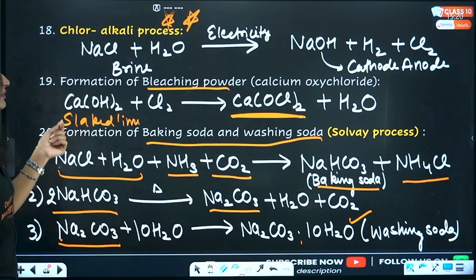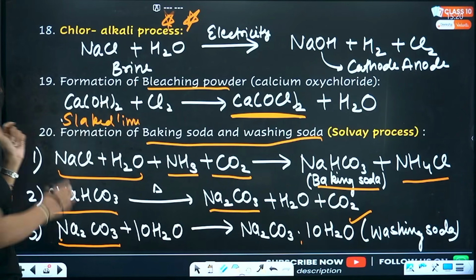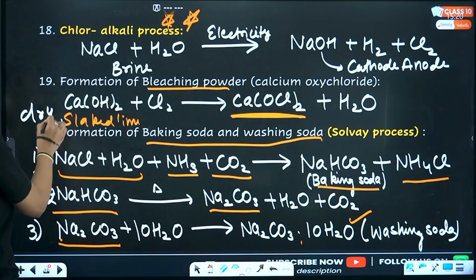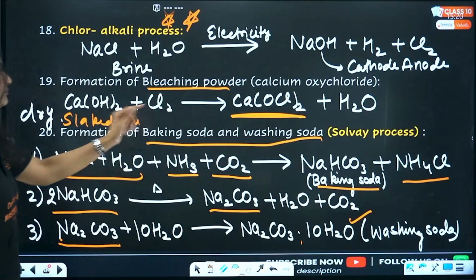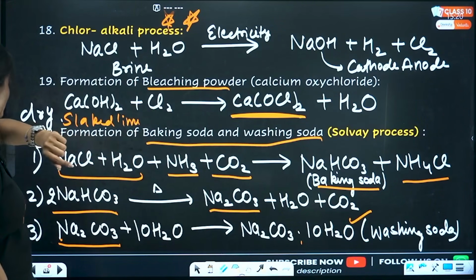Now how do you form bleaching powder? You take dry slaked lime. Through this dry slaked lime we pass chlorine gas, we get calcium oxychloride and water. That is bleaching powder. Formation of baking soda and washing soda.